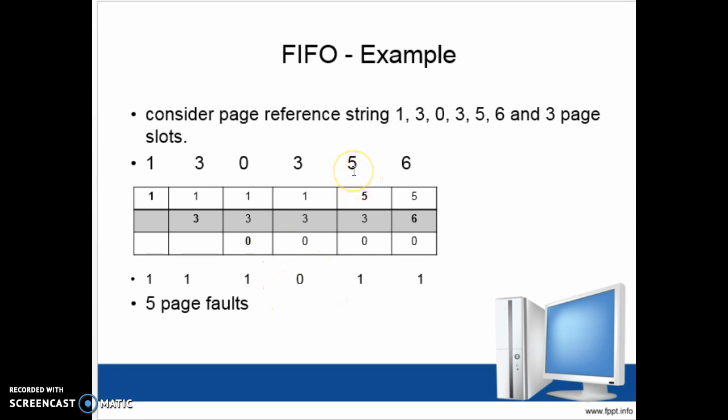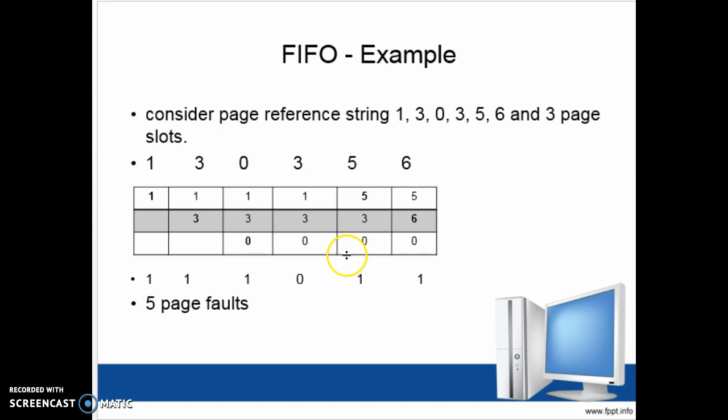Again 5 comes. Here all 3 page slots are filled, so we have to replace a page to make space for the new page 5. For that we select the oldest page residing in the memory. That is 1, because in the reference string 1 was added first. So we replace it with 5.